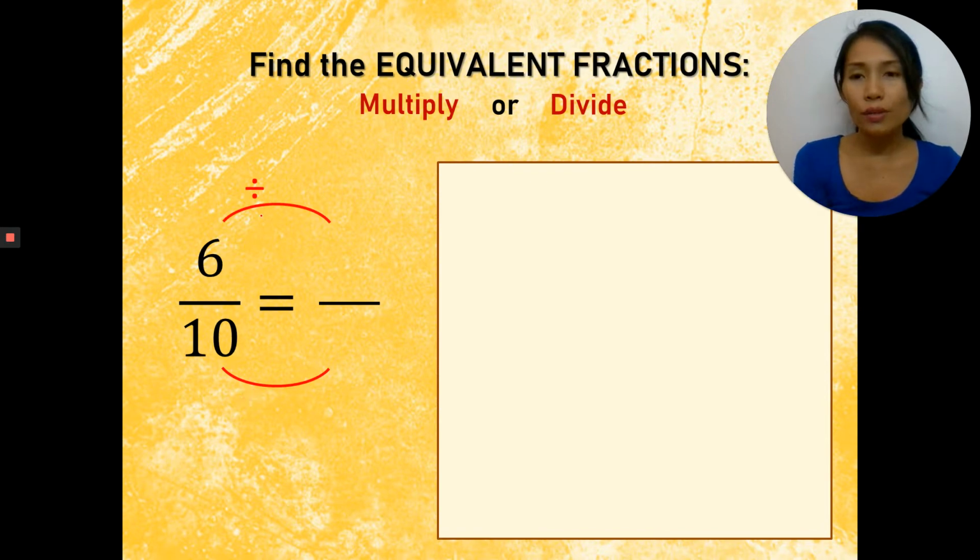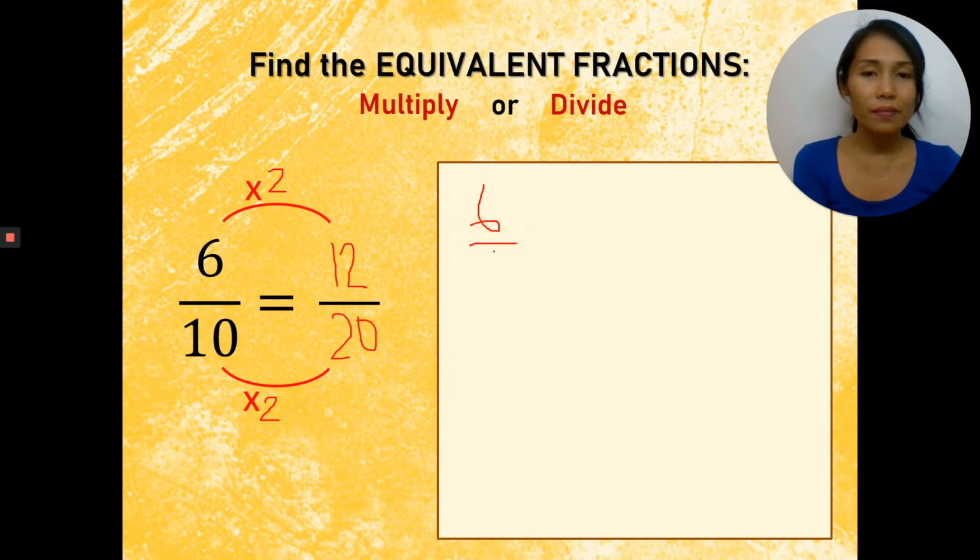Let's try to multiply by 2, the easiest. Okay, multiply 2 above, multiply 2 below. So 6 times 2 equals 12, and 10 times 2 equals 20. So that means 6/10 is equal to 12/20.